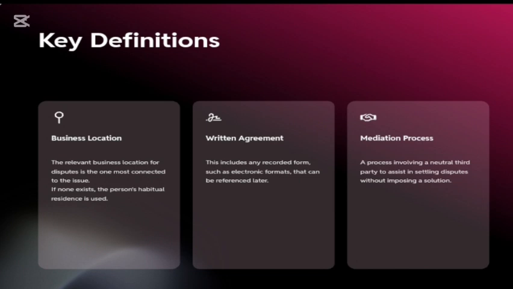Article 2 is key definitions. It has three subpoints: business location, written agreement, and mediation. Business location: if a party has multiple business locations, the relevant one is the one most connected to the dispute. If there's no business location, the personal habitual residence is considered. Written agreement: any recorded form, including electronic formats, that can be referred to later. Mediation: a process where a neutral third party helps businesses settle disputes but does not impose a solution.